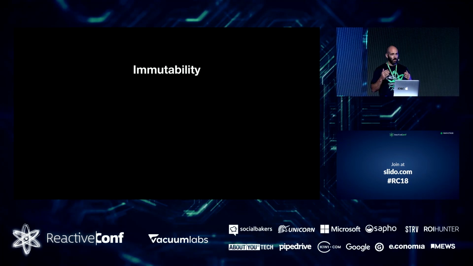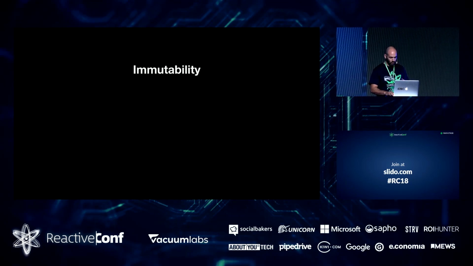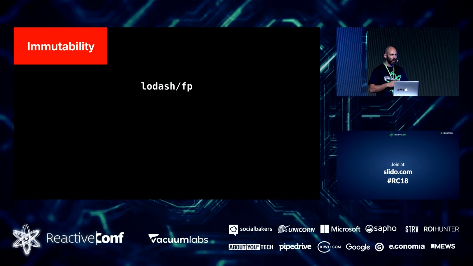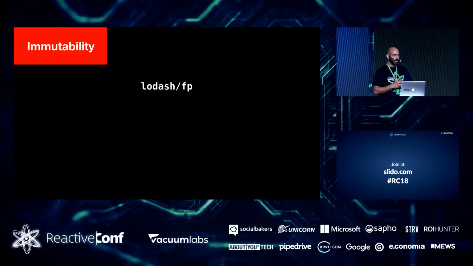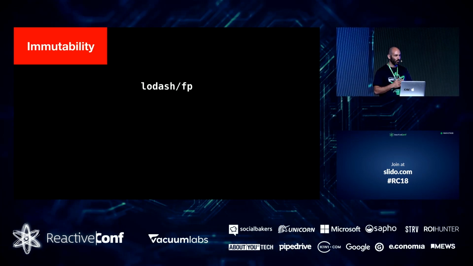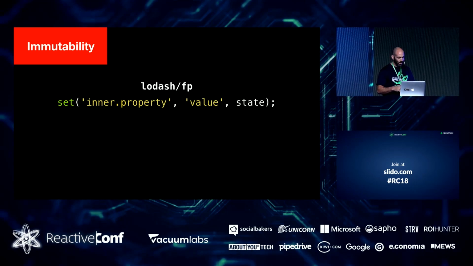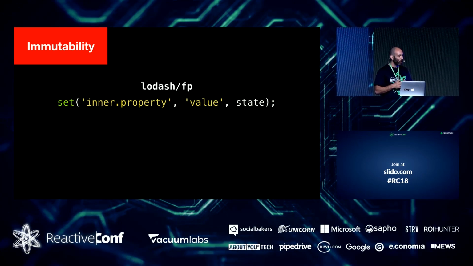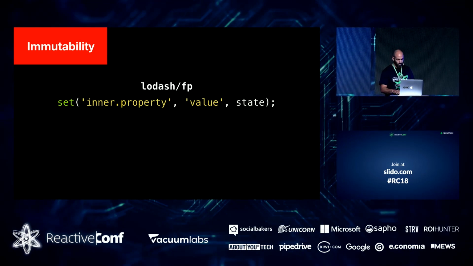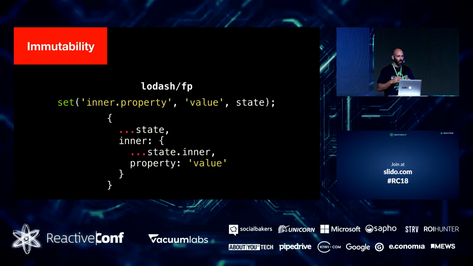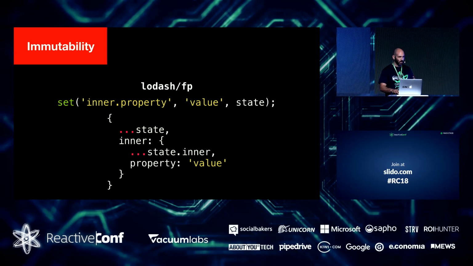So for handling immutable data, we use Lodash FP. Woo! No one uses Lodash FP. It's the functional programming version of Lodash. It has a rich API, and if you're already using Lodash, then the methods will be familiar. And the code is very concise, much more than using plain ES6.